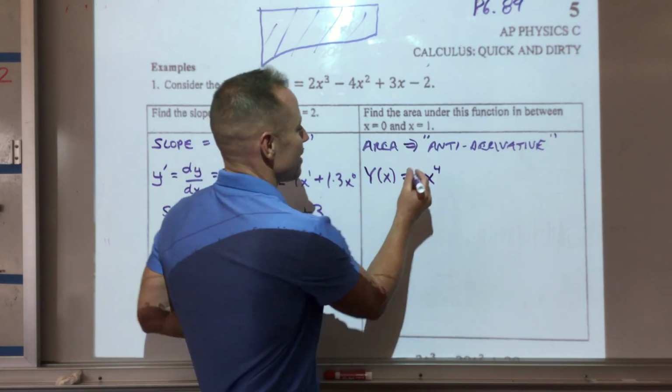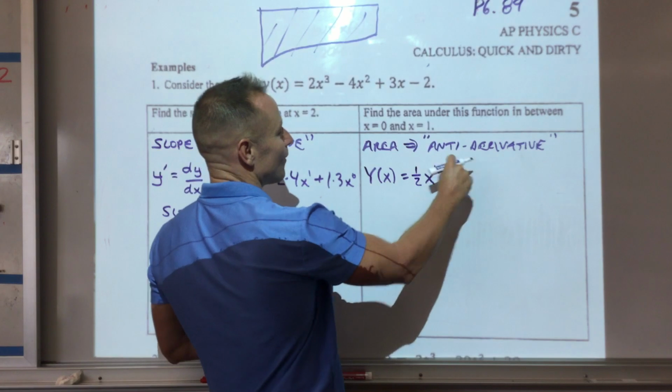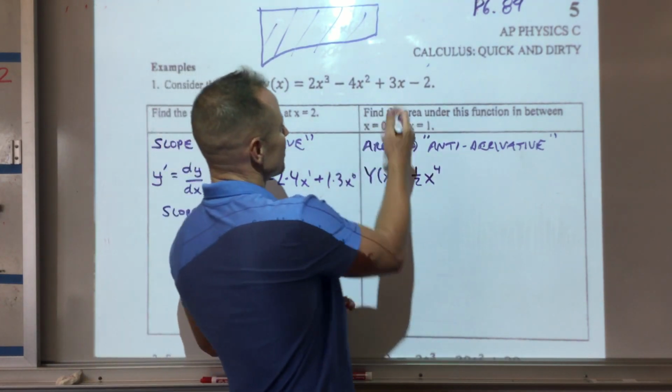So we can fix that by putting a 1/2 in the front. And now let's test it. 4 times 1/2 is 2. Score. So that's right. So now let's go to the next one.